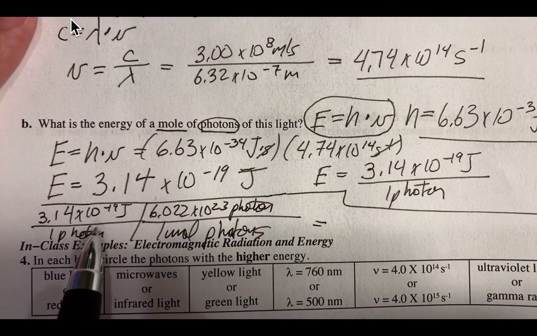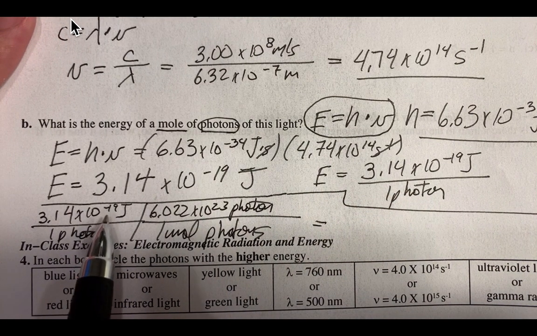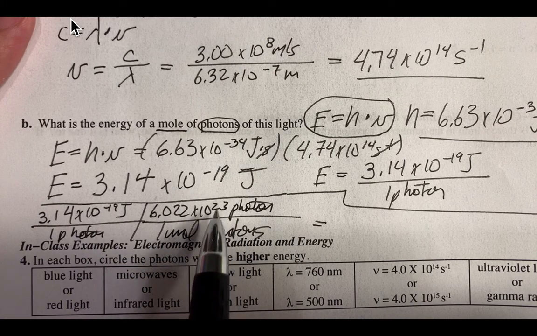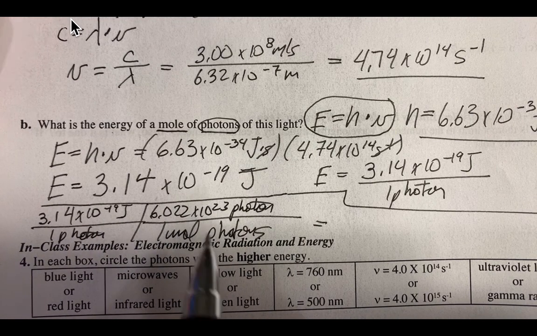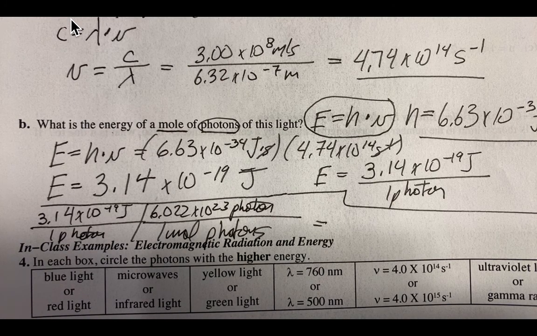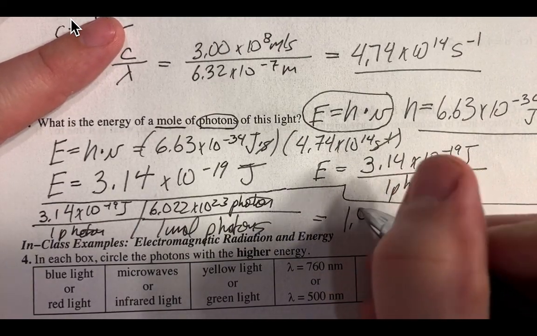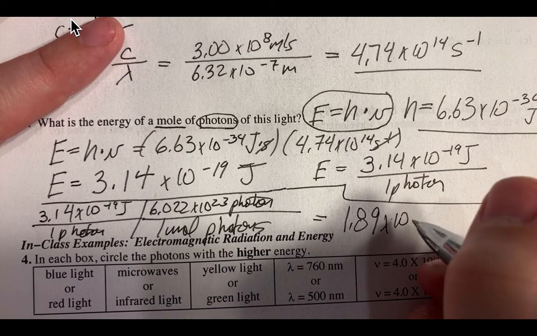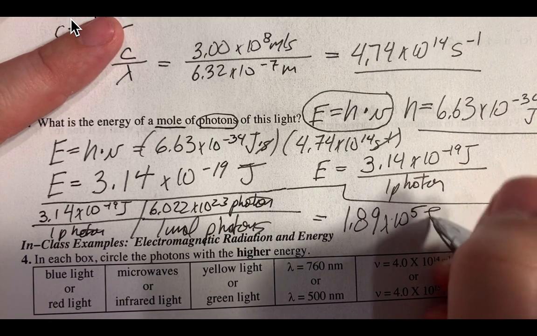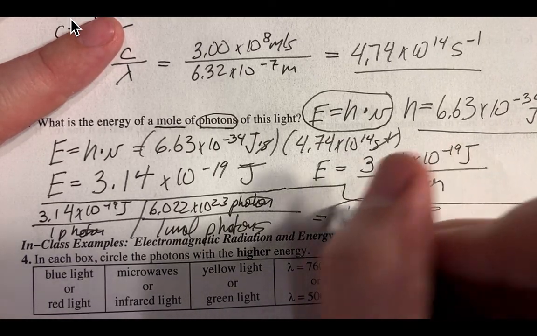Okay, what's going to happen is this really teeny tiny number that's 10 to the minus 19 is going to get multiplied by this really huge number that's 10 to the positive 23. And now we're going to get a number that's pretty big. 3.14 times 10 to the minus 19 times 6.022 times 10 to the 23rd. Okay, I get 1.89 times 10 to the 5th joules per mole.